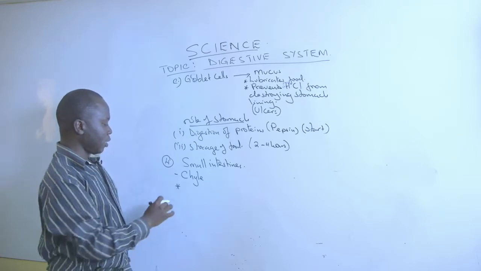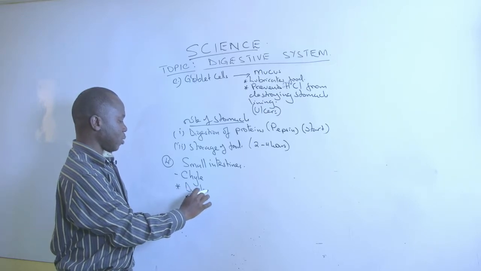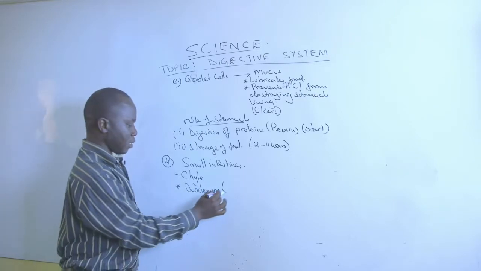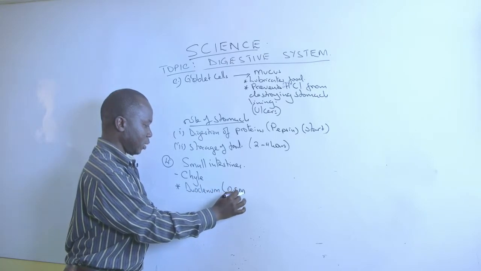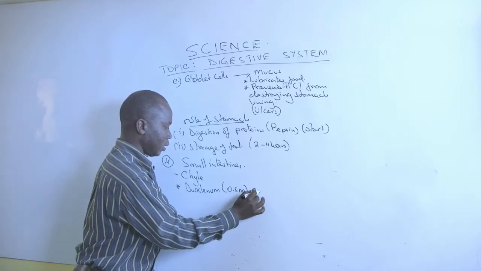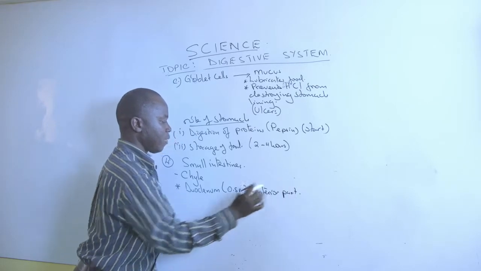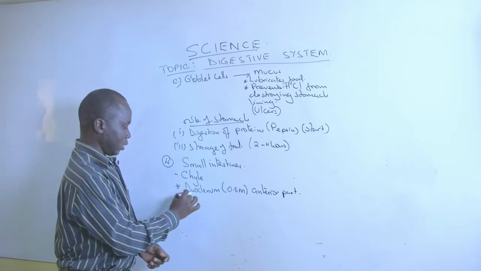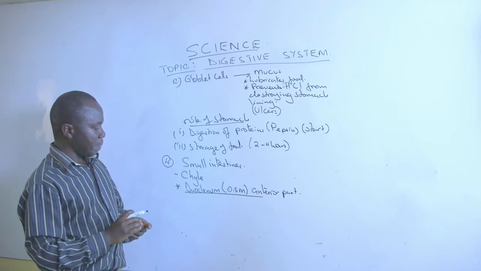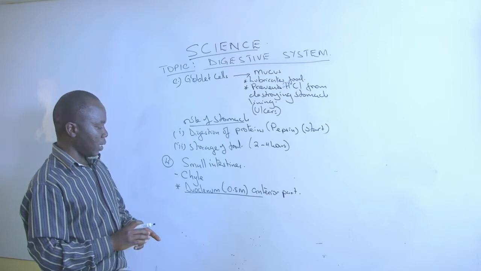The small intestine is divided into 2 major parts. We have a part called the duodenum. The duodenum is about 0.5 meters long and forms the first part of the small intestines. So what is important in the duodenum? Food is received from the stomach and gets into the duodenum.